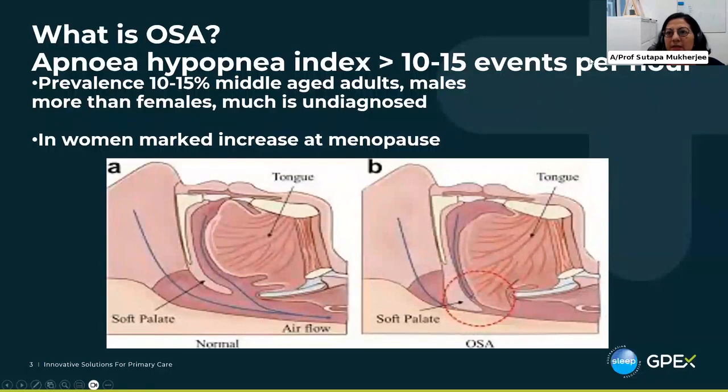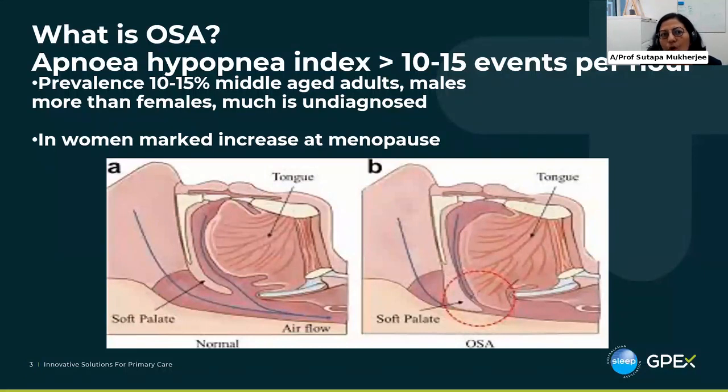So what is obstructive sleep apnea? We have an arbitrary measure of severity of sleep apnea. What we do is we measure the number of apneas and the number of hypopneas that we see on a sleep study, based on the number of these events per hour. So anything above 10 or 15 events per hour, we would consider that's sleep apnea. The prevalence, when we apply that definition, is around 10 to 15% of middle-aged adults.